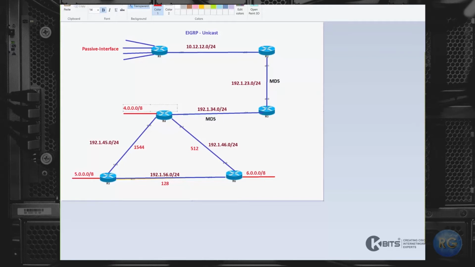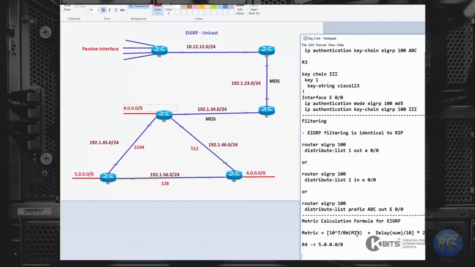So what is the metric calculation formula going to be from R4 to network 5 via R5? Let's take a look at the formula and help me fill that out for you guys. Metric says 10 to the power of 7, which is 10^7.